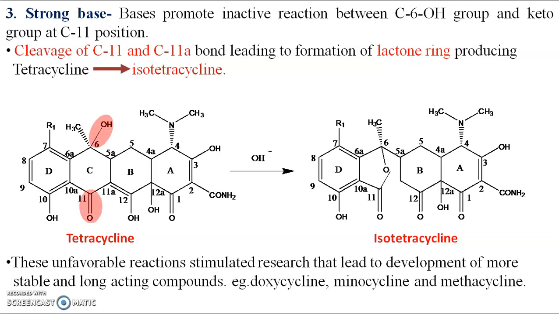We can see here in the structure at the C6 position we have a hydroxyl group, and at C11 there is a keto group. So in the presence of a base there is cleavage of the C11 and C11A bond leading to the formation of a lactone ring. The resulting structure is called isotetracycline. This isotetracycline is inactive in nature.